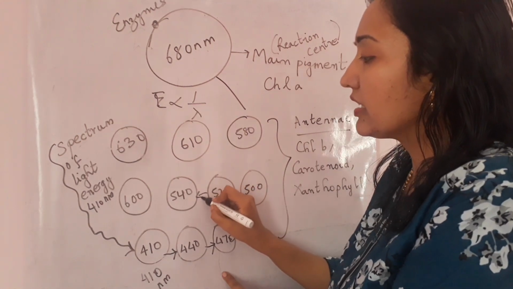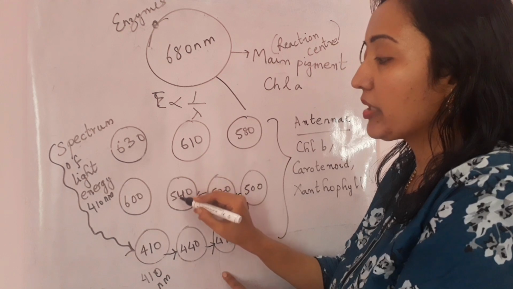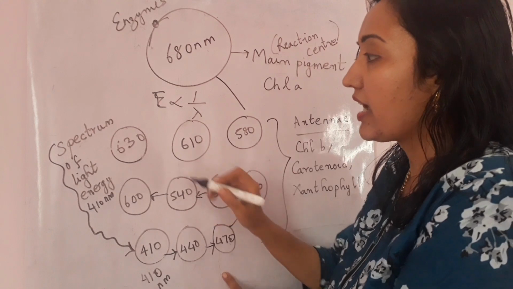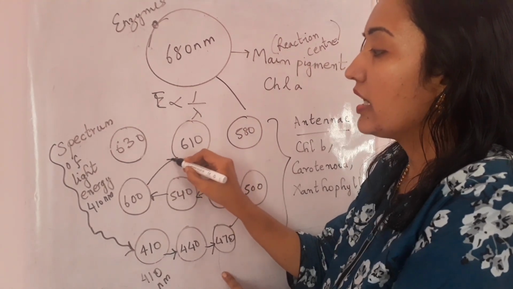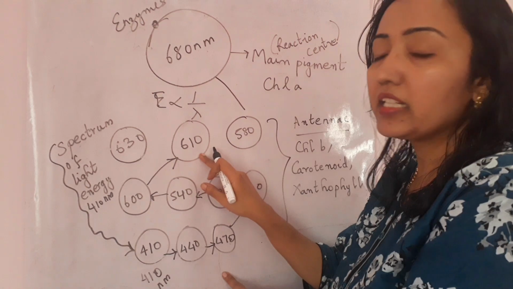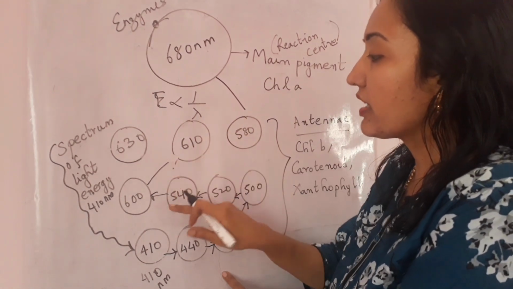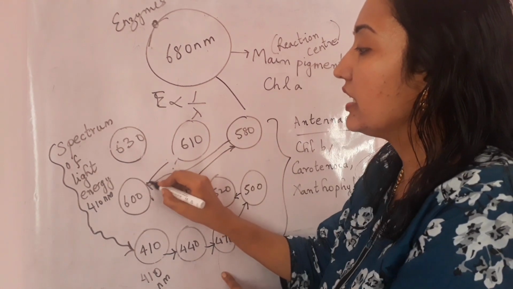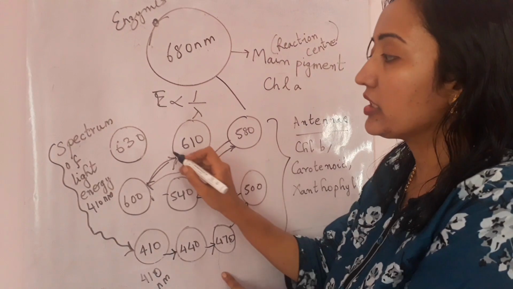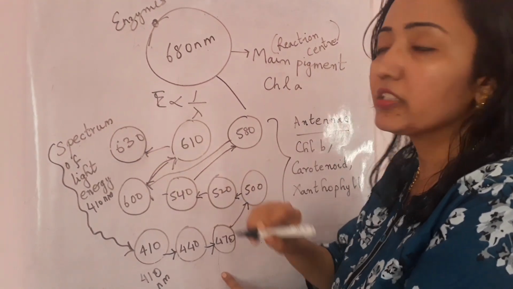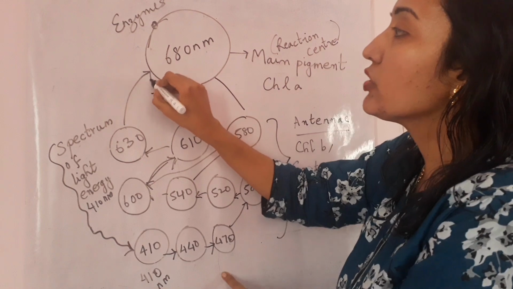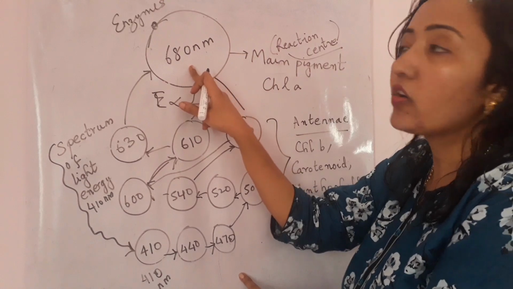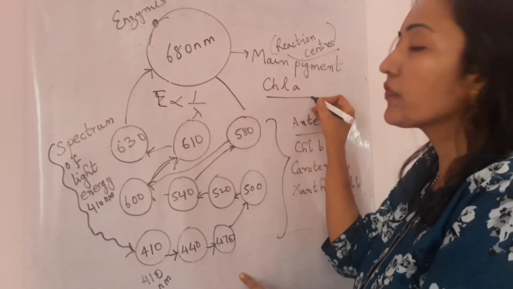Here we can see again the energy is getting transferred to another pigment which is having 540 nanometer. Then again it is getting transferred to 600 nanometer. Then this energy will get transferred to 610 nanometer pigment. It is getting transferred to 580 nanometer. From here 680, and then from here 610 nanometer, and then the energy gets transferred to the main pigment which is called the reaction center. The main pigment is called the reaction center, and it is chlorophyll A.